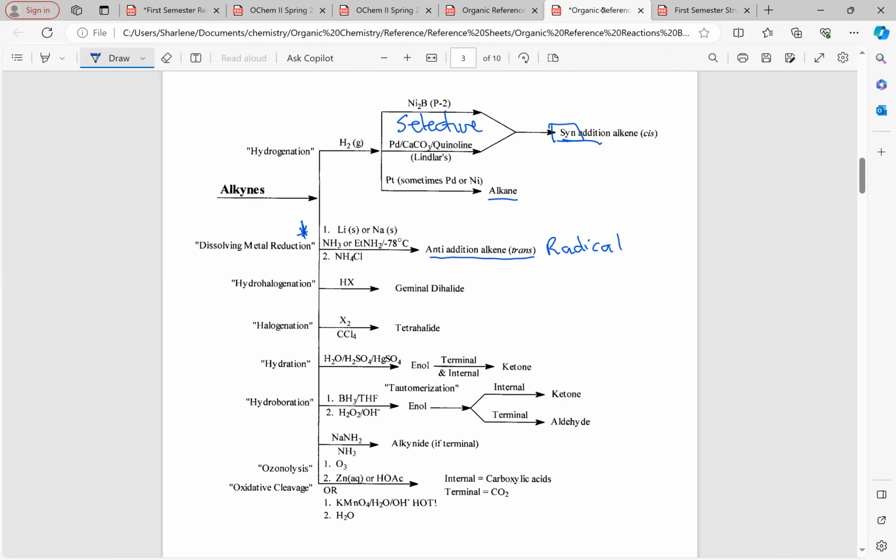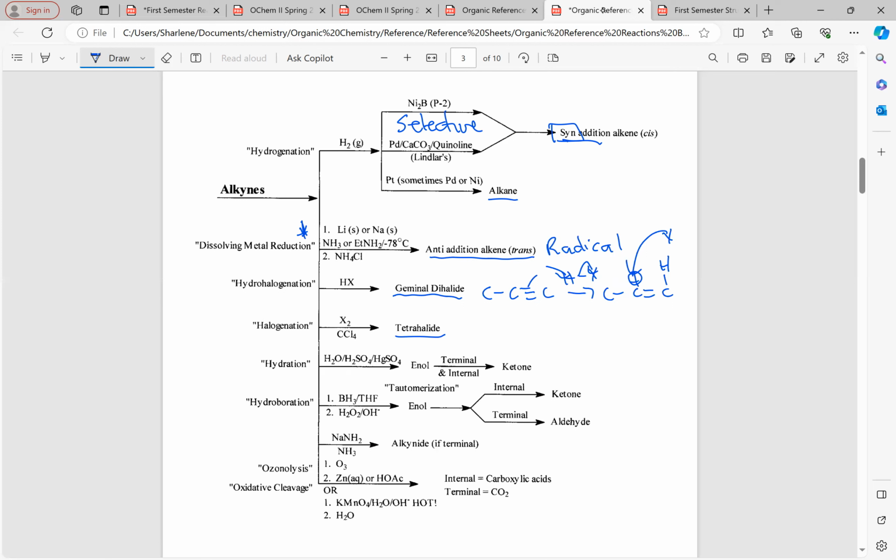All right, hydrohalogenation would be just like the alkenes. First, you form the carbocation. And whose carbocation? You form the Markovnikov. And then the X would come in. But there's two pi bonds, so you would do it twice. So geminal dihalide, the two halogens would be on the same carbon. If you do direct halogenation, you just put halogens everywhere.